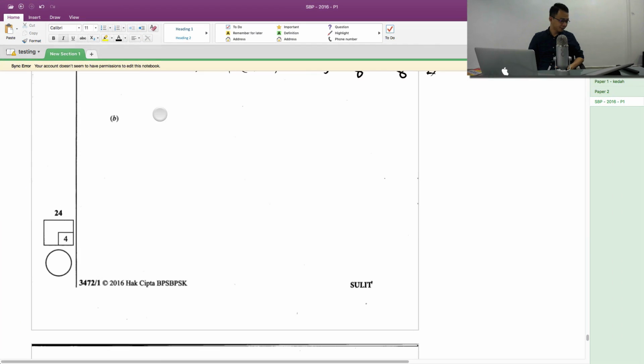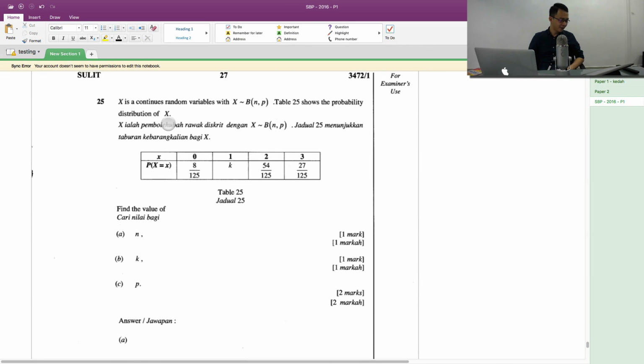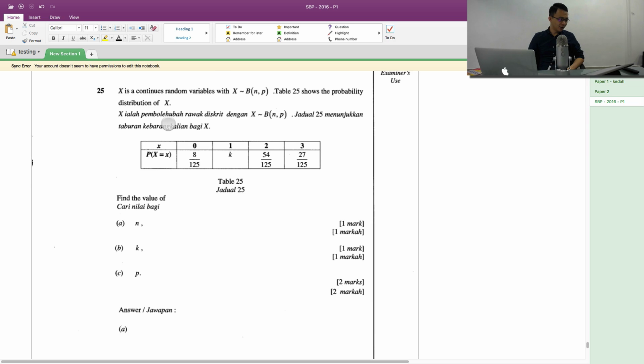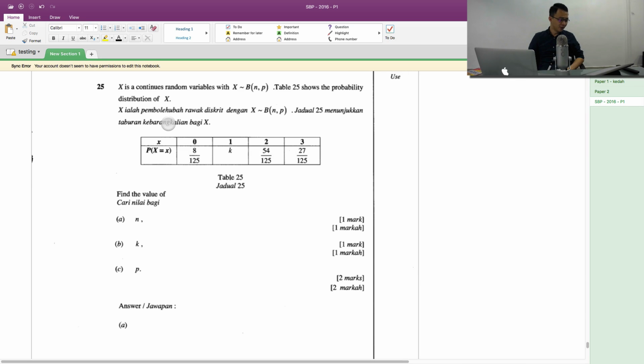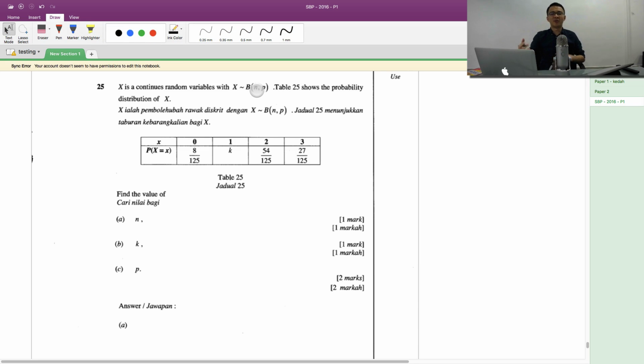So, yeah, last question, 25. X is a random variable, X follows a binomial with n and p. So p is the probability of success, n is the total number of tries. Okay, so the table shows the probability distribution. So which one is n? n is actually quite simple. Basically you choose the largest value of x. In the table here, the largest value of x is 3, right? So n equals 3, just 1 mark.